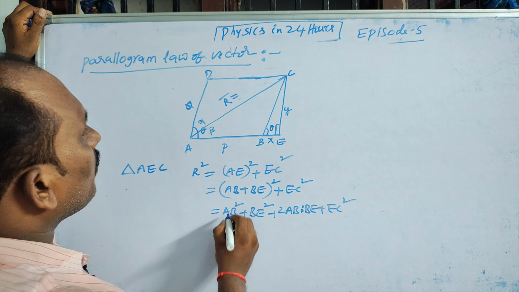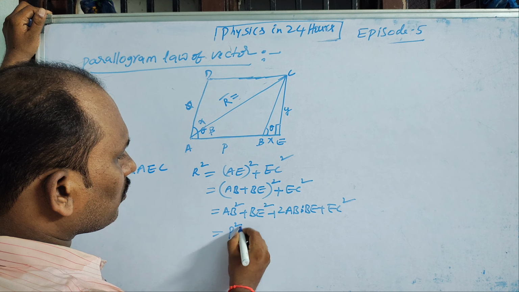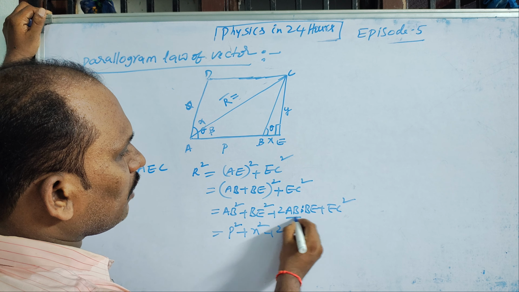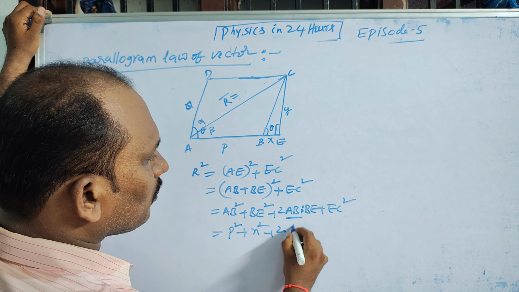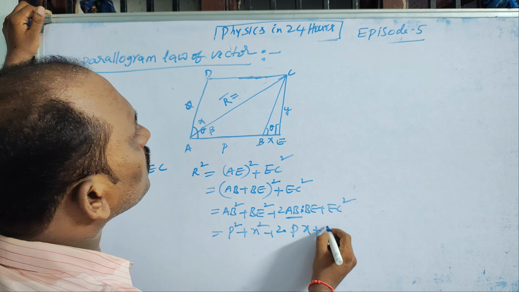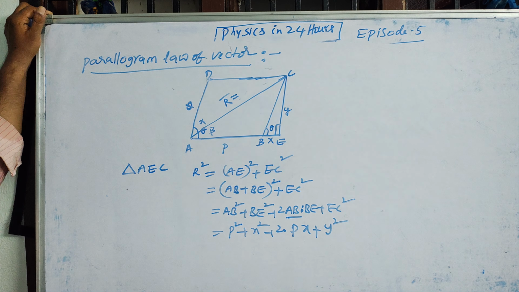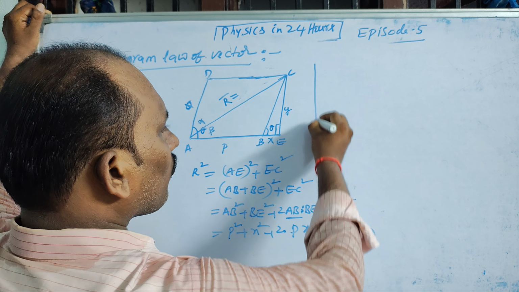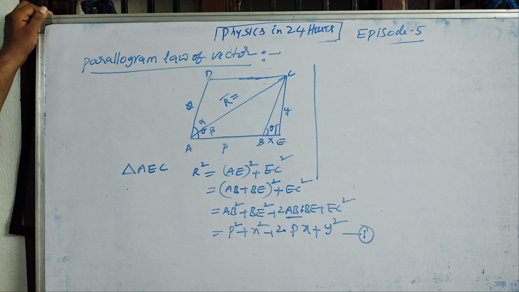So now AB means what? P square. BE means what? X square. 2 into AB means what? P. BE means what? X. EC square means Y square. Let us call this equation 1.